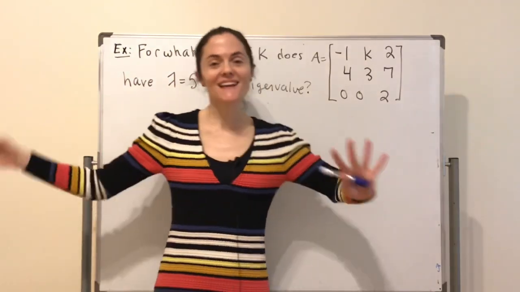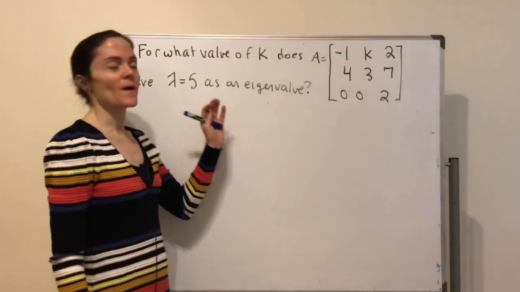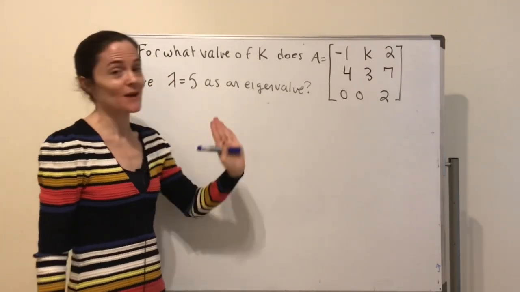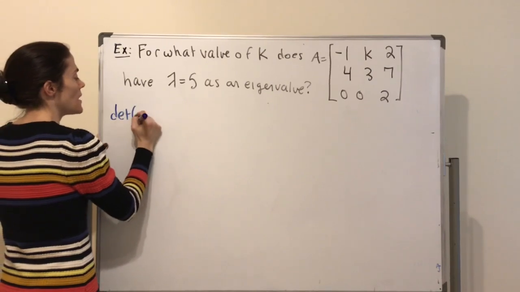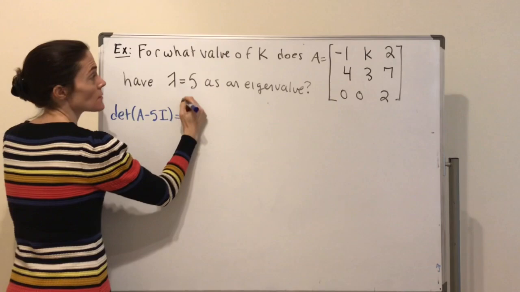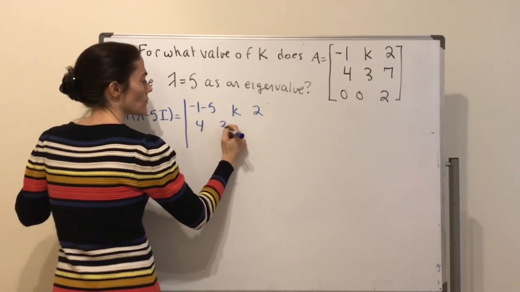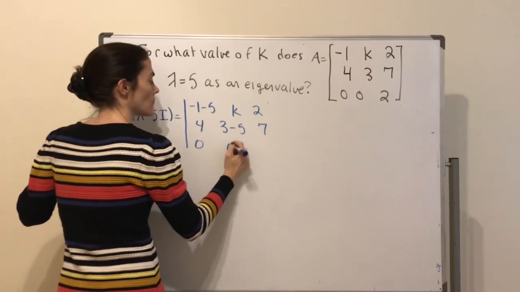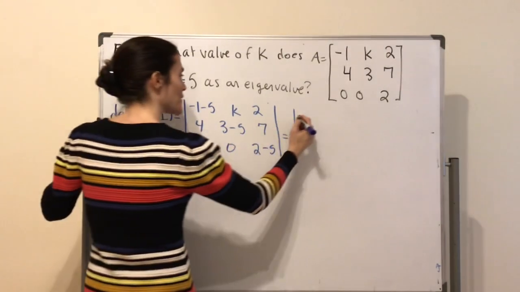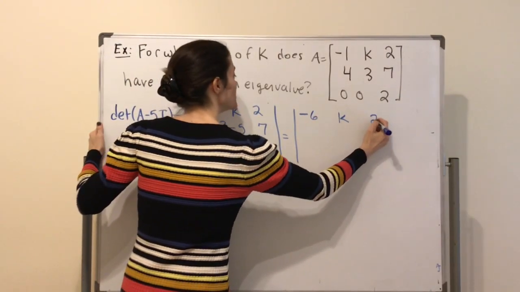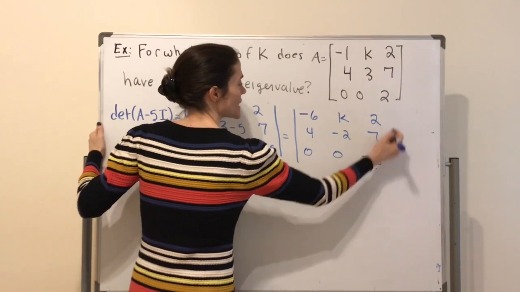Well, here's another example, kind of in the same spirit as the last, where we have a matrix that has k as one of the entries. But the question is, for what values of k does this matrix have lambda equals 5 as an eigenvalue? Well, what I really need is the determinant of A minus 5I. I need this to be 0. So I can just go ahead and do this. Maybe before I start calculating determinants, I will just adjust these entries along the diagonal. This becomes minus 6, k, 2, 4, minus 2, 7, and then 0, 0, negative 3.